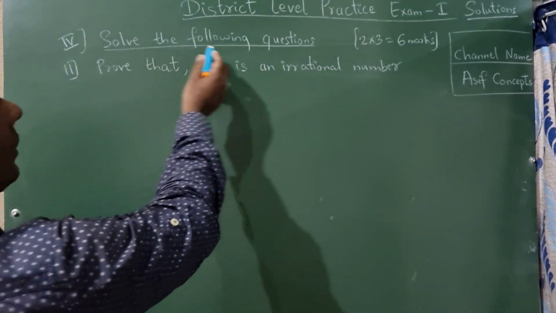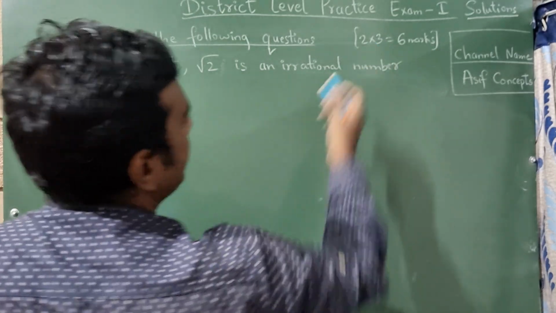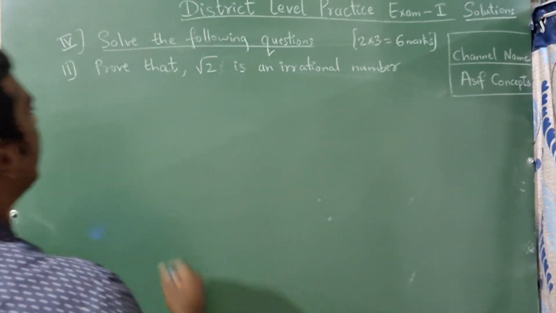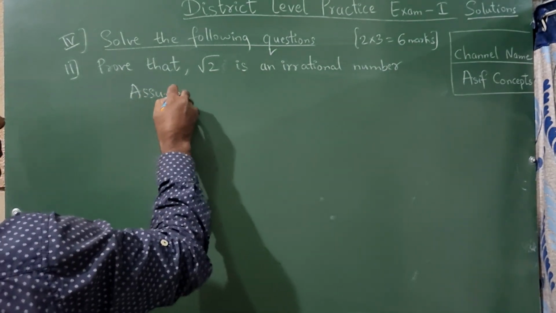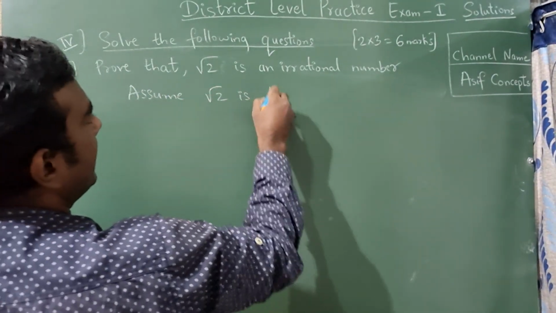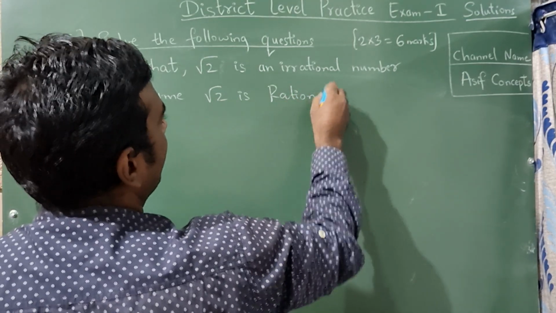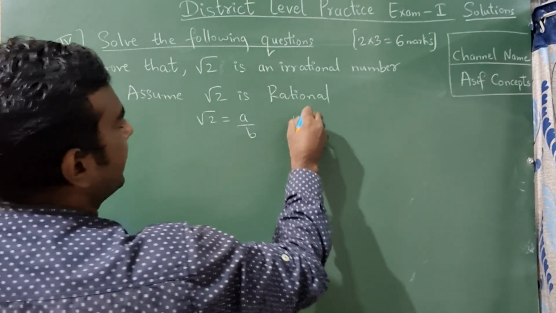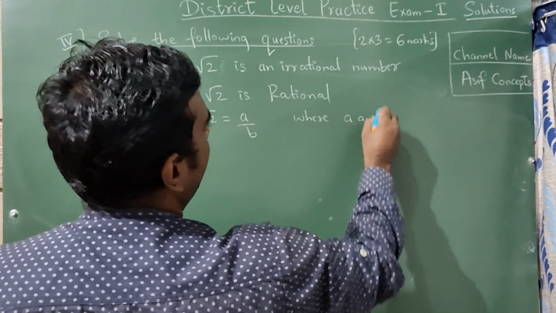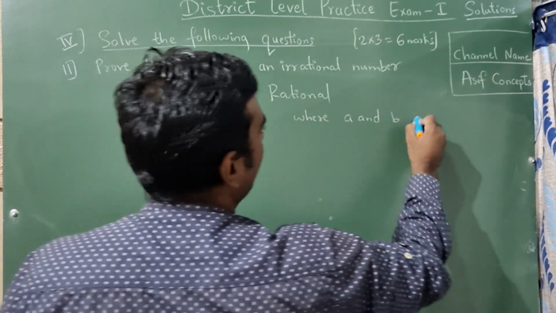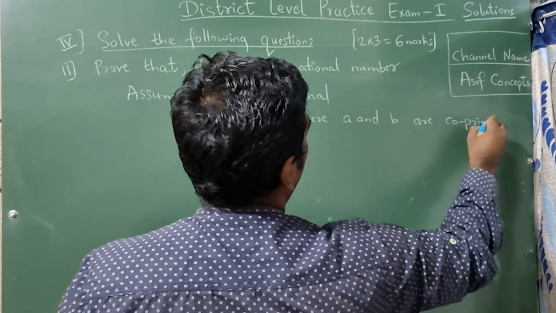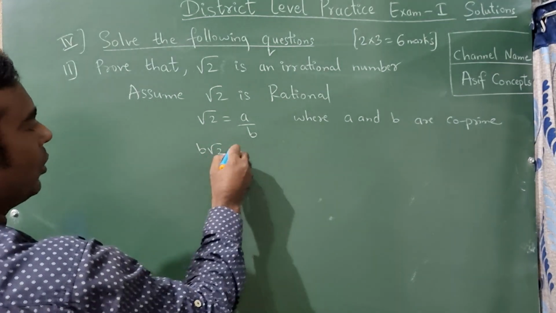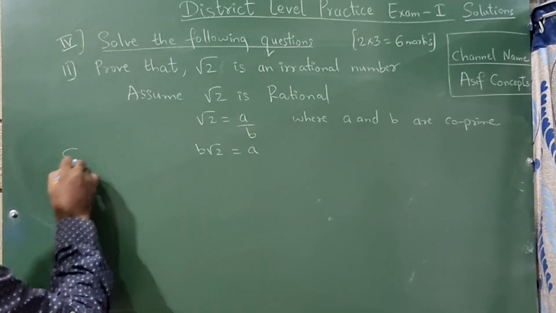Now main fourth, solve the following questions, and all these carry 3 marks. In that, the 11th one, prove that root 2 is an irrational number. Now let us assume that root 2 is a rational number. Then next I am going to write root 2 is equal to A by B, where A and B are integers, or you can write co-prime. Now cross multiply this. So B root 2 is equal to A.